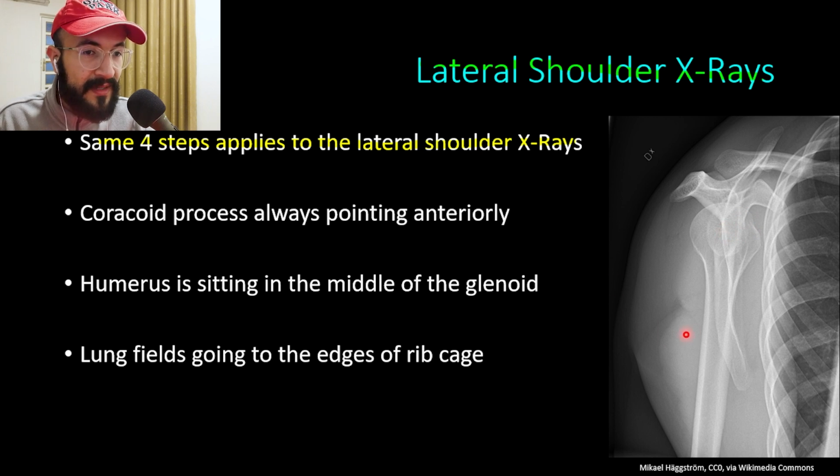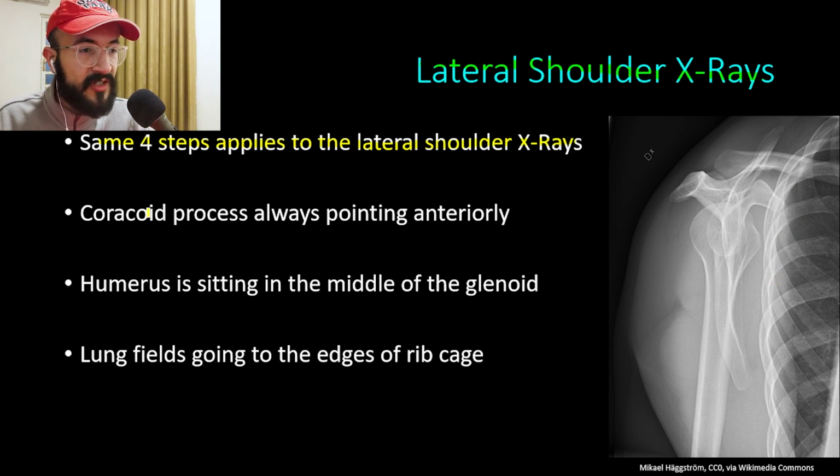So we make sure that there are no changes in the density of the soft tissue and no bulges, and here the soft tissue is all normal. Moving on to the final step, we make sure that there are no cracks in the ribs, so we trace them all looking for any cracks, and we make sure that the lung field reaches the edge of the rib cage, so there is no pneumothorax, and the ribs and the lung field here are all normal.